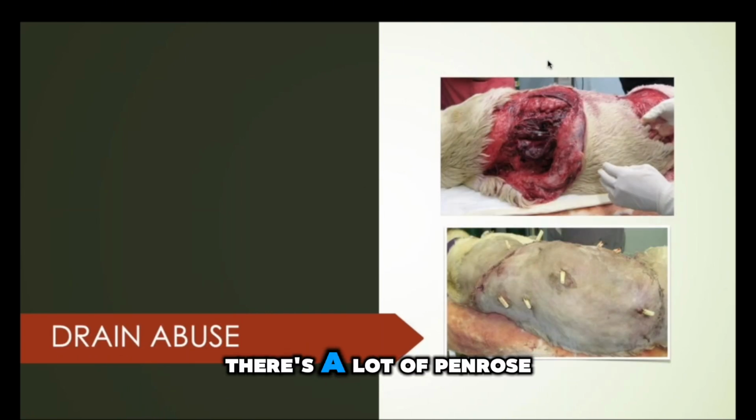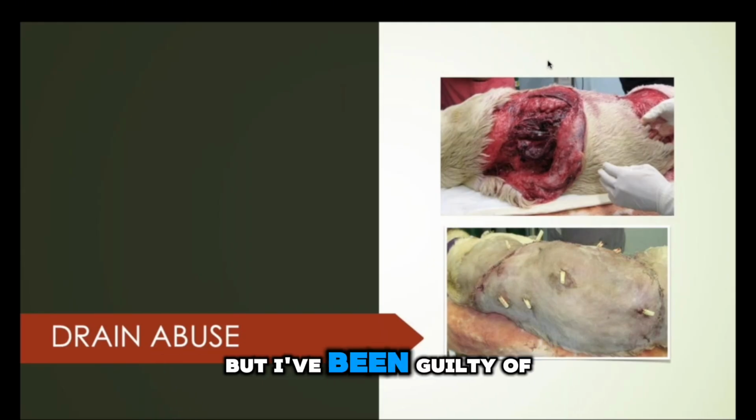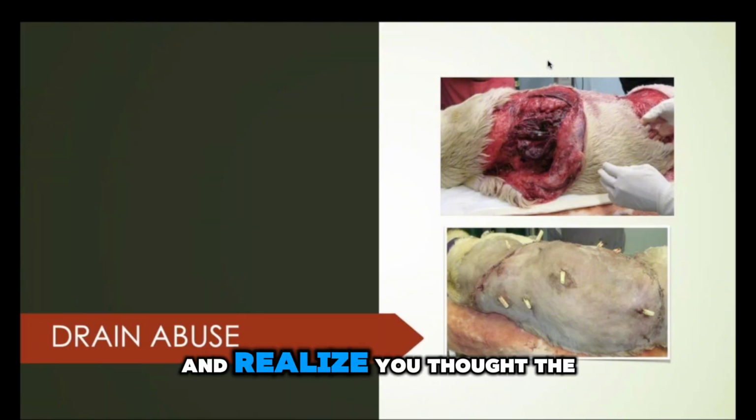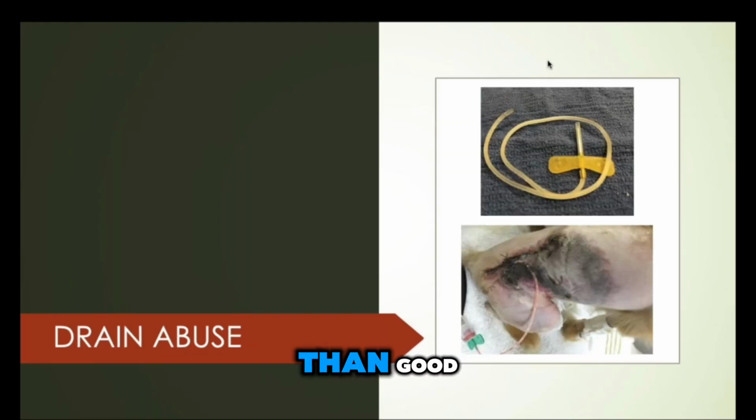Yeah, this is one of my cases. Yes, it's drain abuse. There's a lot of Penrose drains. Some of them are entering and exiting. Some of them were placed in a non-gravity dependent fashion, which really doesn't make any sense, but I've been guilty of it too. Again, you take the drapes off and realize you thought the dog was facing the other way. And those are drains that don't need to stay in that dog. They're going to cause more harm than good.